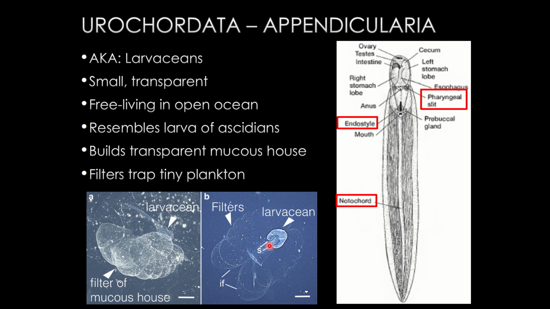Okay, they are small and transparent. They are free living in open ocean. So they have no sessile stage. So I could ask you, compare the differences between the Cetacea and Appendicularia. One of them has a sessile adult stage. The other one is free swimming throughout its whole life. Small and transparent, free living in open ocean, it resembles the larvae of the Cetaceans. So the appendicularia, the larvaceans, look like the larvae of the Cetaceans.